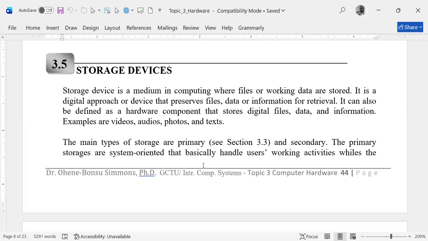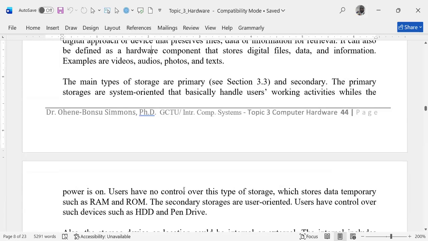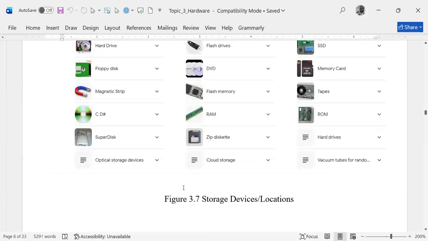So we have primary storage and secondary storage. But the primary storage is the main storage, the system-oriented, and the secondary storage is the user-oriented, where the user has control to manipulate the content. Good. Now let's see here.